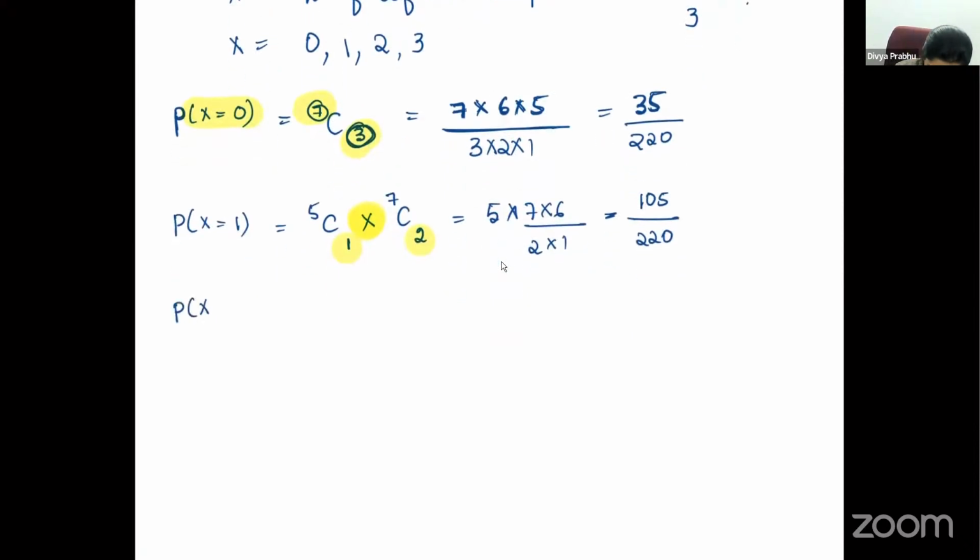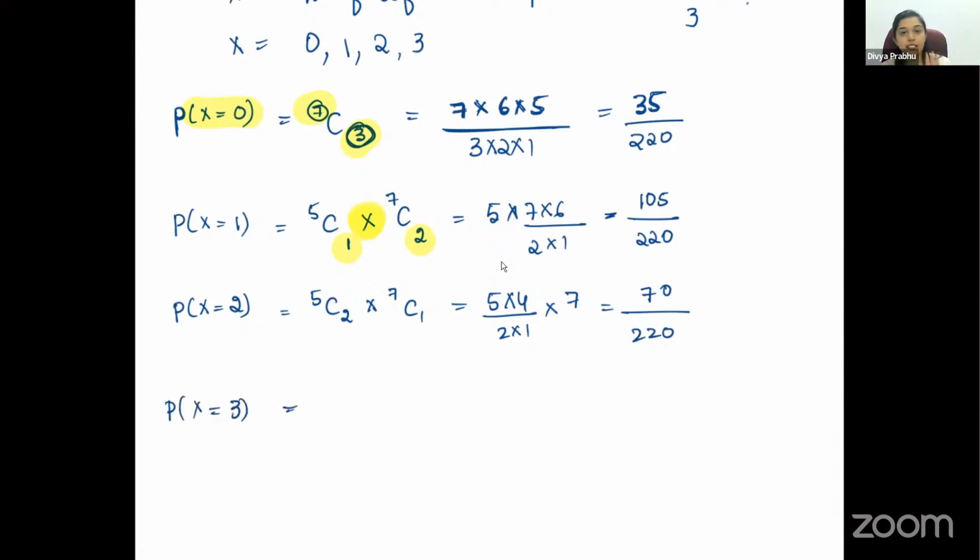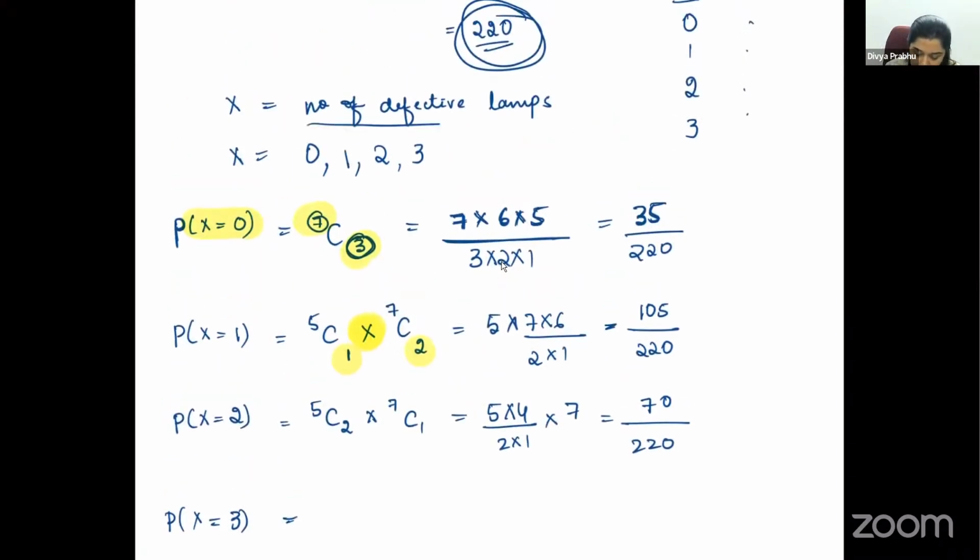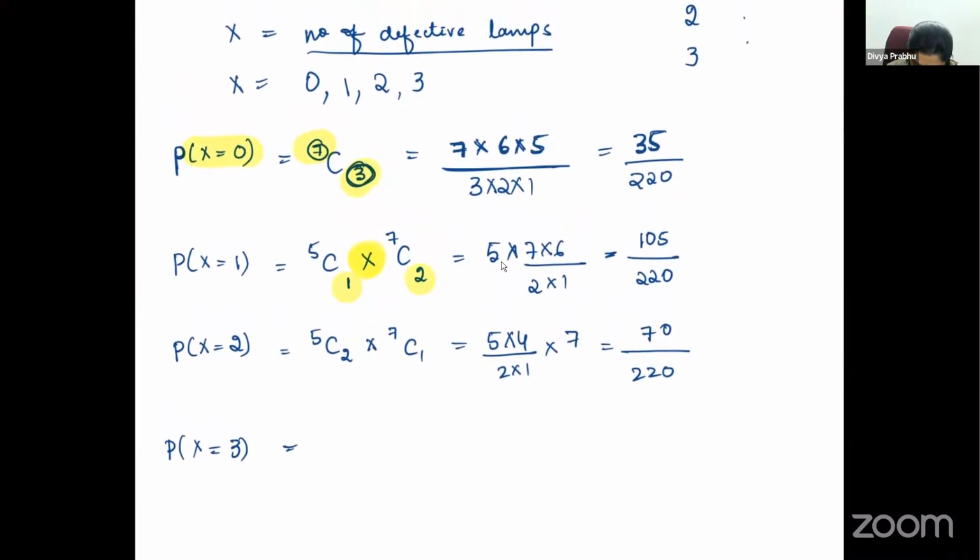Next, probability where x is equal to 2. So, 2 defectives, which means the balance 1 will be non-defective. So, 5C2 into 7C1, which is equal to 5 into 4 divided by 2 into 1 into 7C1 is equal to 7, which is equal to 70 divided by 220. Finally, probability where x is equal to 3. 3 defective lamps. So all 3 which I am selecting will be defective itself. So 0 non-defective, correct? 3 defective out of 5 defective. It is only 5C3, which is 5 into 4 into 3 divided by 3 into 2 into 1, which is equal to 10 divided by 220.